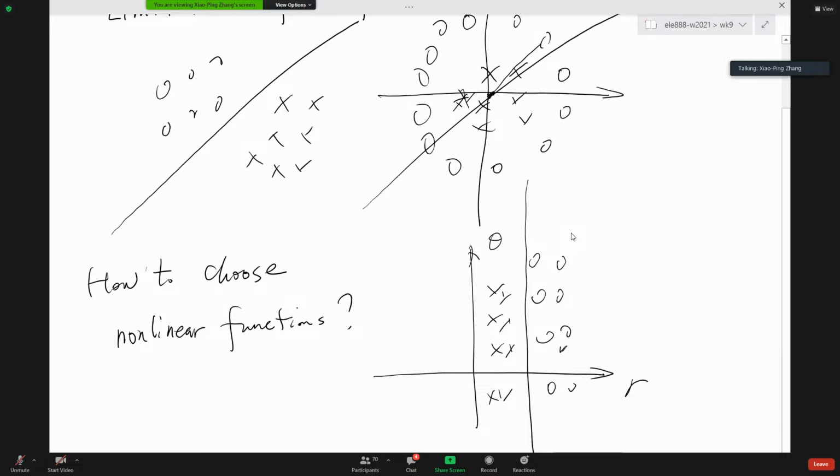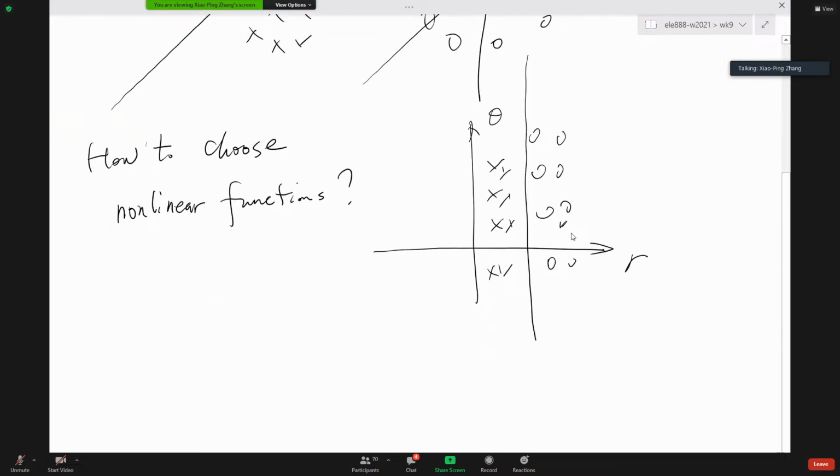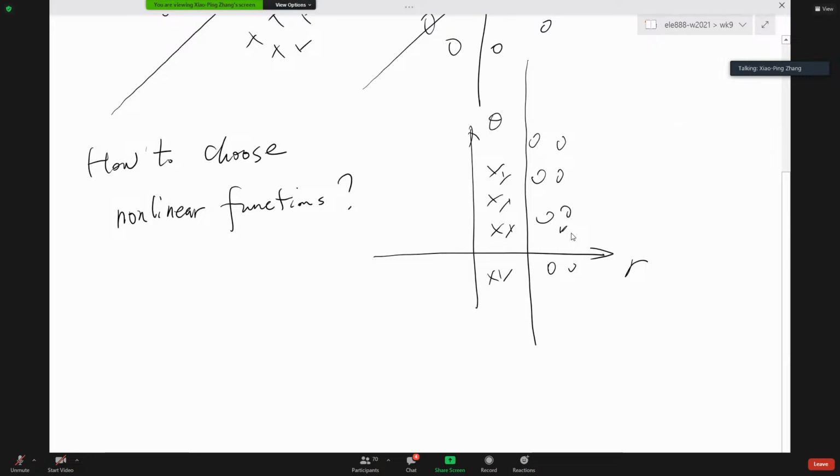Right? It is not easy to choose those nonlinear functions. So that is a problem we want to solve. Okay. So that's one motivation for neural networks.